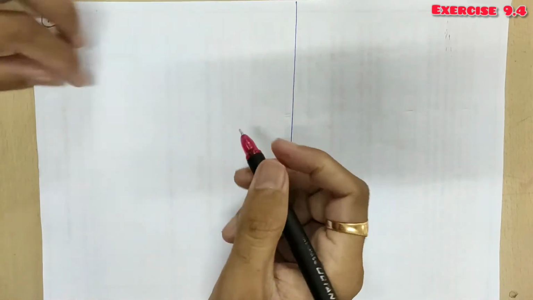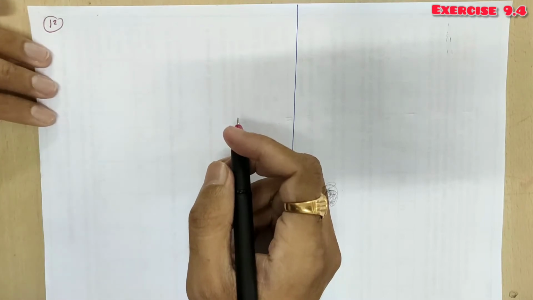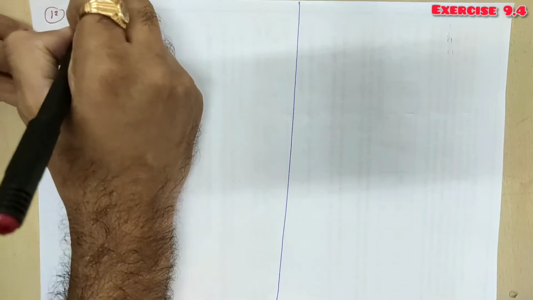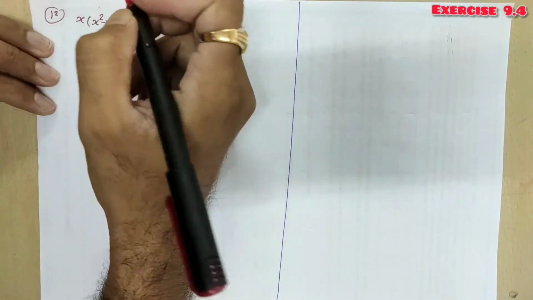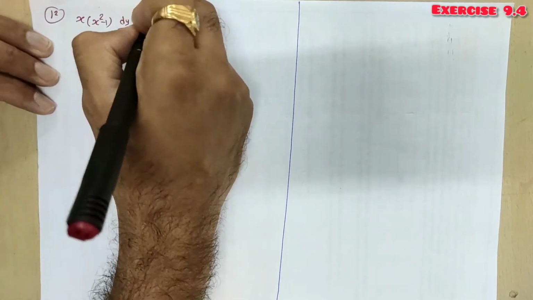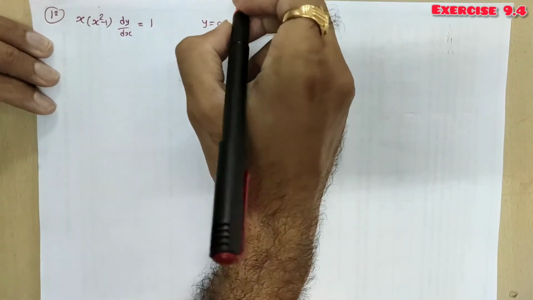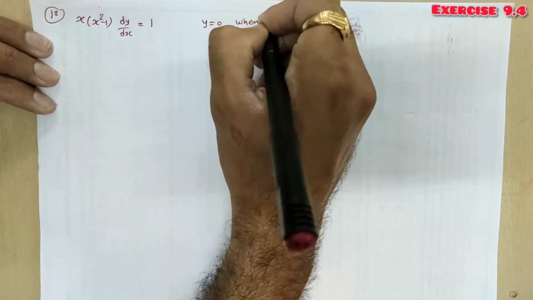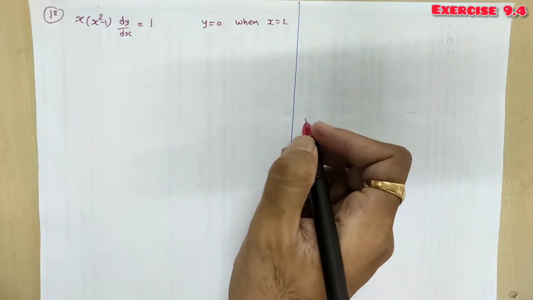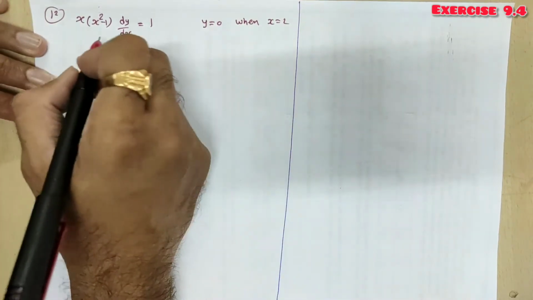So now question number 12 is: the given differential equation is x(x²−1) dy by dx equal to 1. This is the given differential equation, and the condition is that y is 0 when x is 2. This is the given condition. For this we have to find the particular solution. So we have to solve this differential equation.